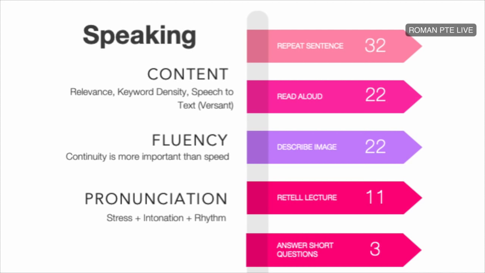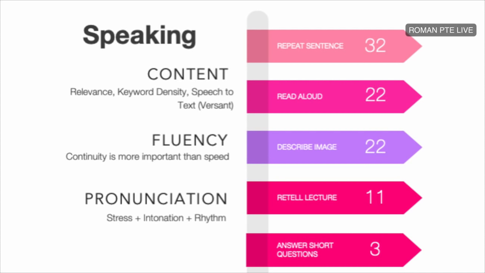Re-tell lecture is the next important question in speaking, but it carries only 11 points. You can see that it carries half the points read aloud or describe image carry. That's why do not spend too much time practicing this question, but be familiar with the question type. Most of the questions in re-tell lecture repeat all the time, and re-tell lecture questions might also come in summarize spoken text and vice versa. So when you're practicing re-tell lecture, it can be a good idea to practice summarize spoken text at the same time, or when you're practicing summarize spoken text and you have written your answer, try to retell them as a lecture as well. That way you'll be good at both the sections.